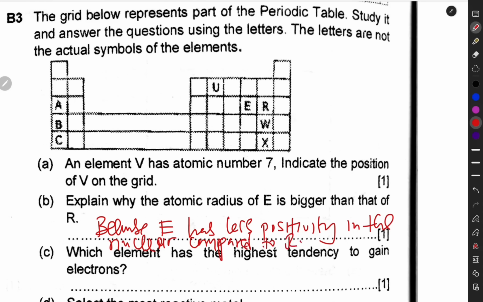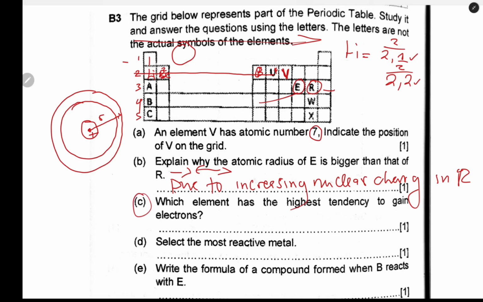So please, how would you express this answer if you were me? Okay, if it was you answering this question, how do you answer it? So let me hear from you as well on this part. Now for question C, which element has the highest tendency to gain electrons?